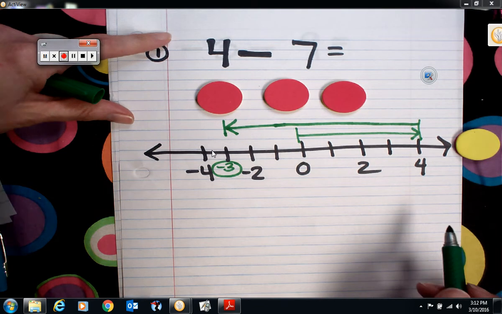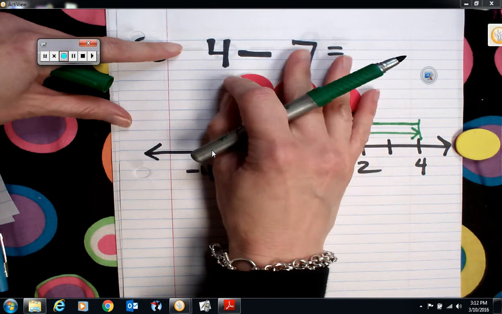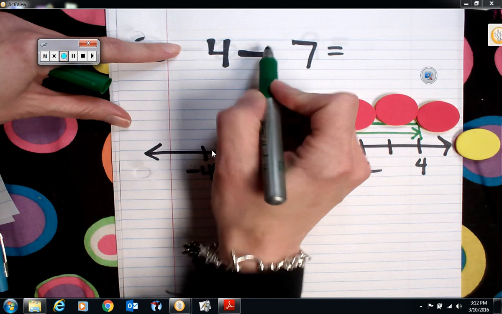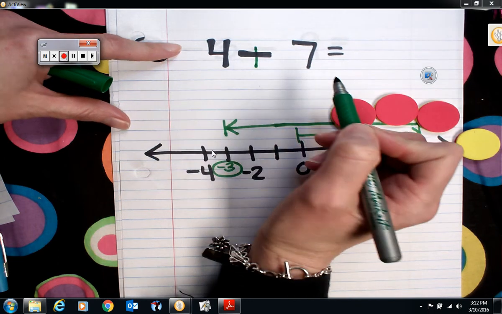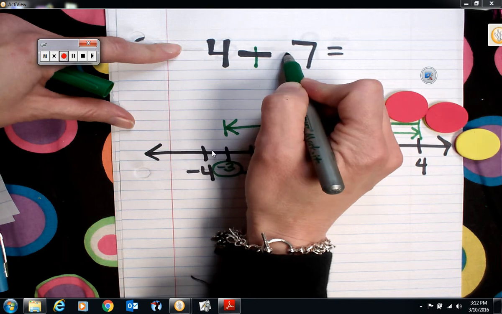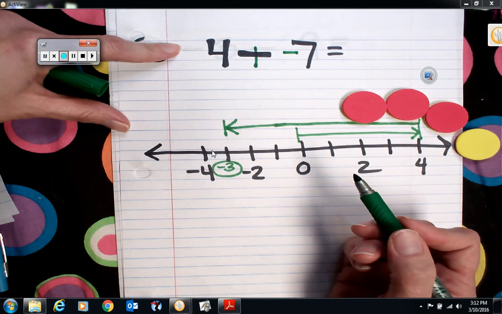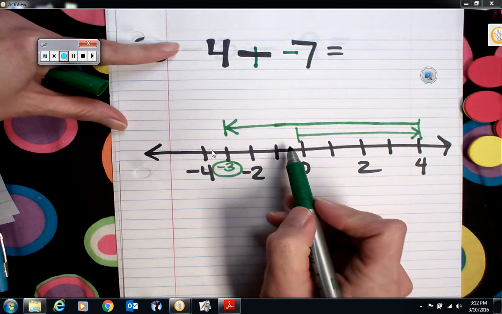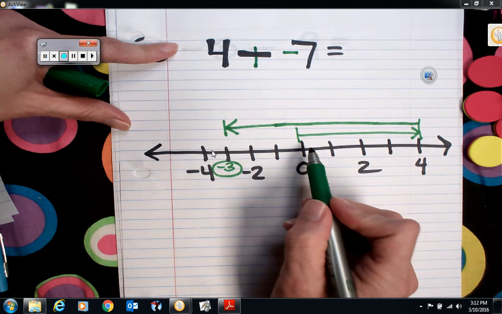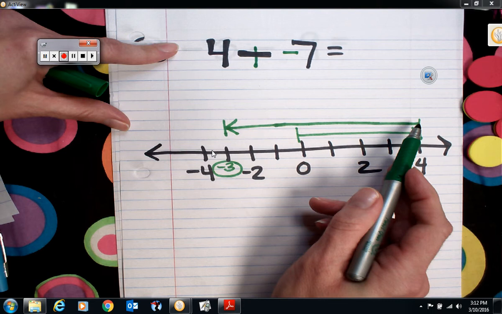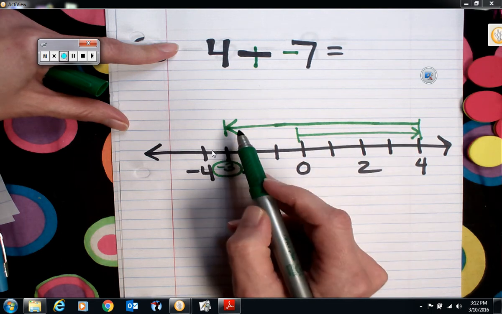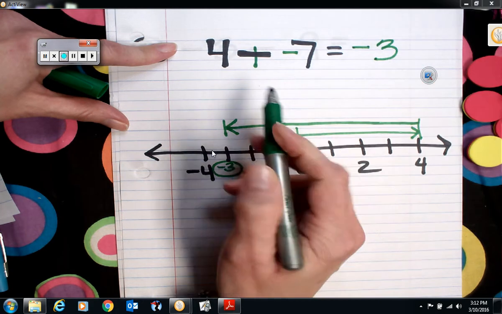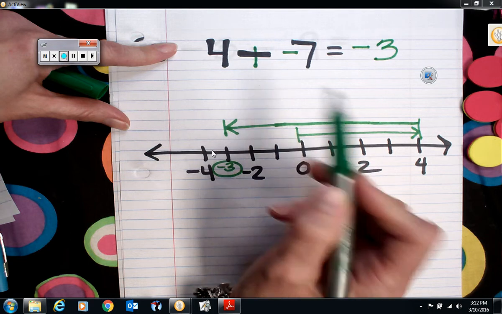The rule for subtracting integers is to add the opposite. So instead of subtracting, I'm going to change this to an addition sign. And then instead of a positive 7, I'm going to change it to a negative 7. So now I have 4 plus negative 7. And if you remember our pictures of number lines with adding integers, this is the same picture that we drew for 4 plus negative 7. And it ended up at negative 3. So 4 minus 7 is the same thing as 4 plus negative 7, and that equals negative 3.